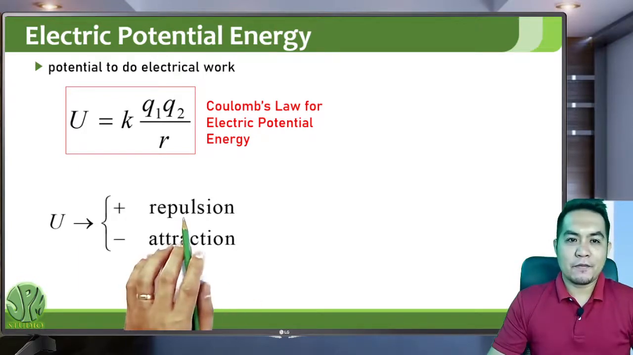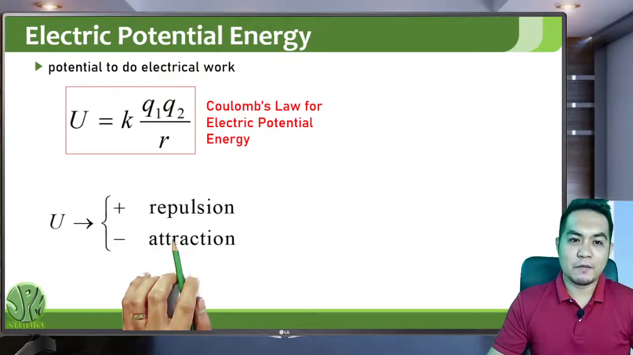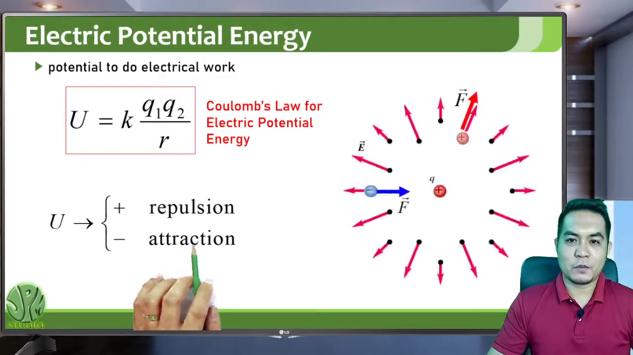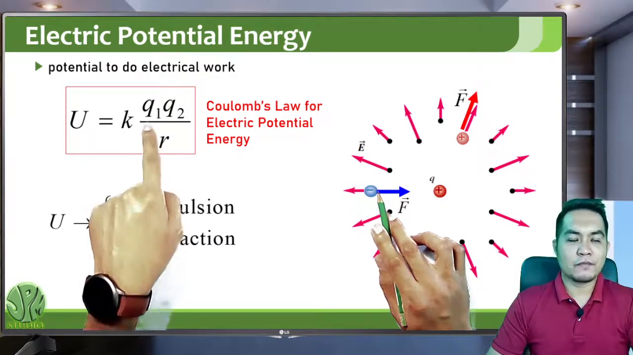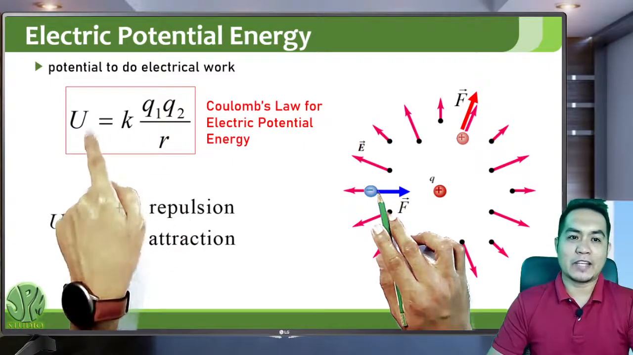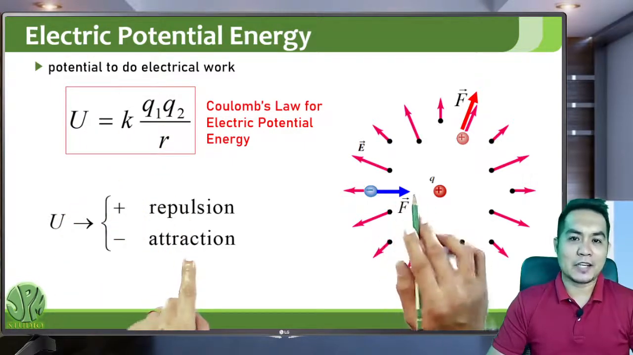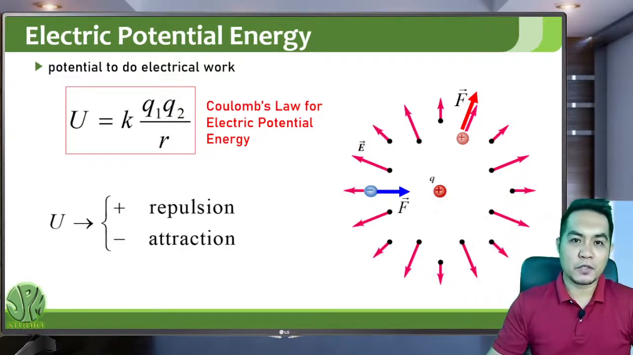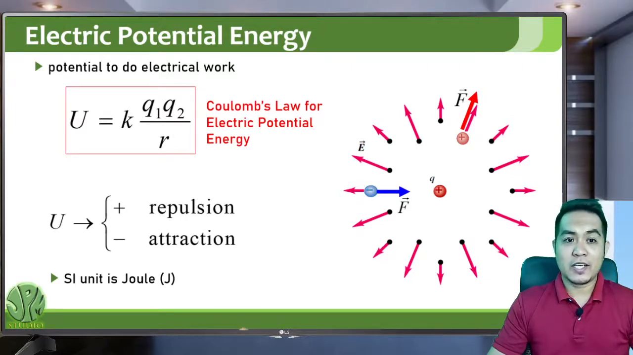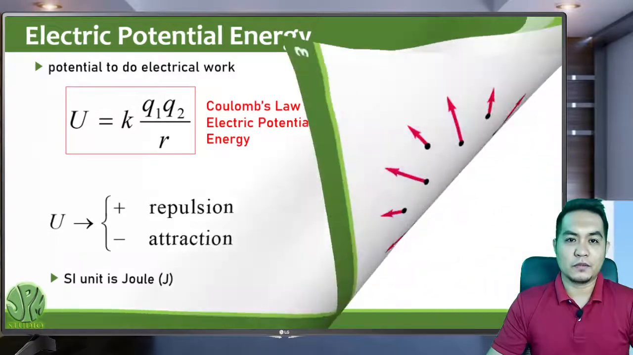If the potential energy is positive, it is actually a repulsion, and if the potential energy is negative, it is actually attraction. If you recall, if you have a positive and a negative charge, of course Q1 is positive, Q2 is negative, you will have negative U, and that's attraction. If you have both same charges, you will have repulsion. The SI unit of electric potential energy is, of course, energy. The standard unit for energy is joules.